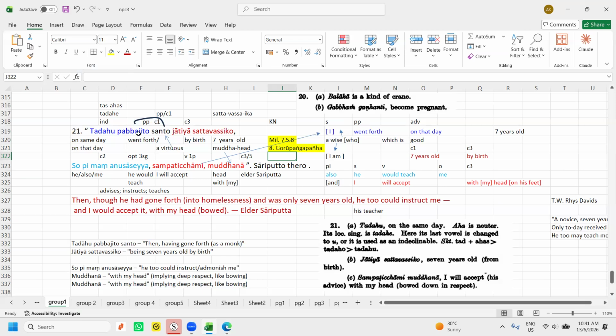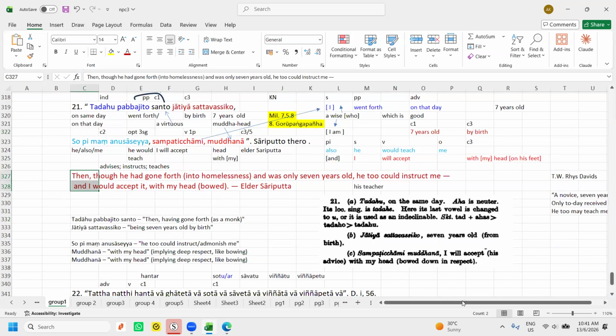Like here, the word for "wise" is there, and the only subject is wise. Then the second line, no problem. The second line is here, 7 years old by verse, so I just put "I am". Then the third line, no problem: he will teach me, meaning the teacher. They refer to his teacher, who will teach me. Then I will accept his teaching with my head down. That is how it goes. But to come up to this, you have to read the whole sutta, otherwise it's not possible.